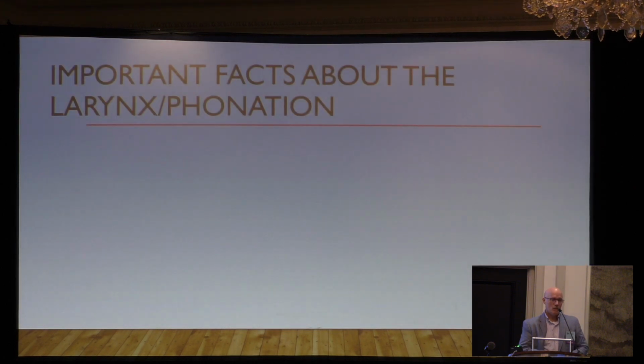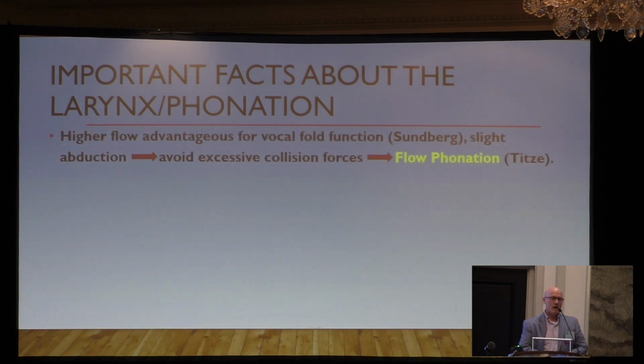Okay. How about the larynx and phonation? Takeaways: higher flow has been found to be advantageous for vocal fold function. Slight abduction can help us avoid excess collision forces, which leads to flow phonation. So there we are, flow phonation again. Friction is the enemy of the vocal fold tissue. There's a finite amount of time that the folds can be grinding together and still be okay. This, in vocal performance, has to be taken into consideration.